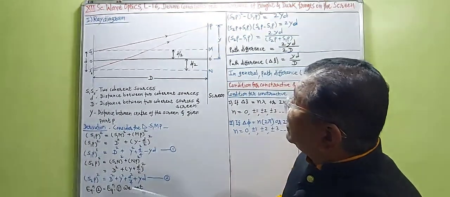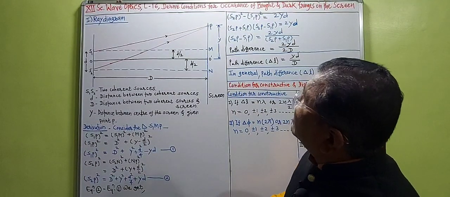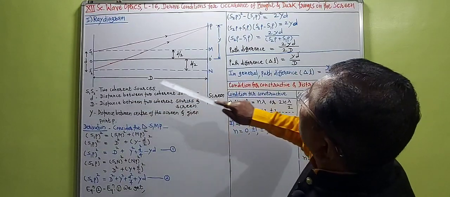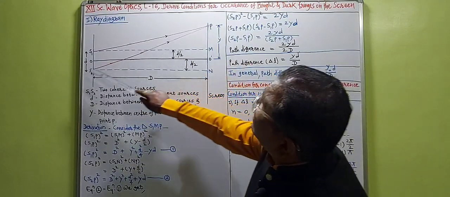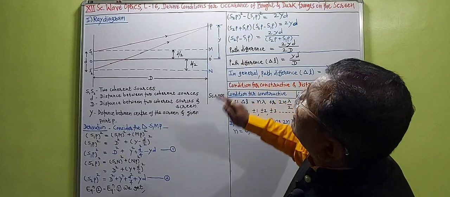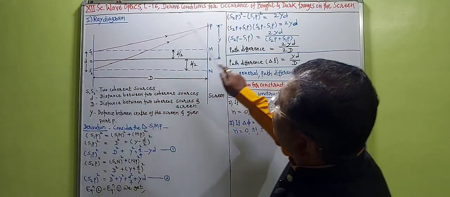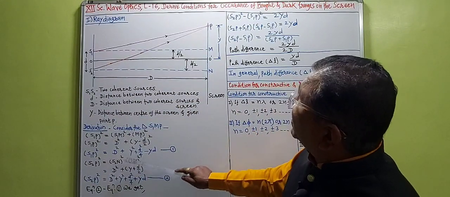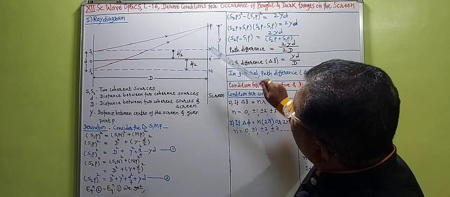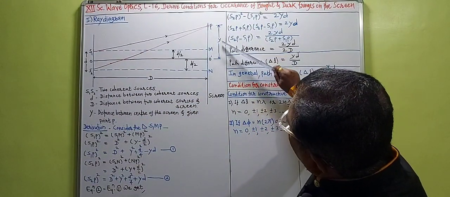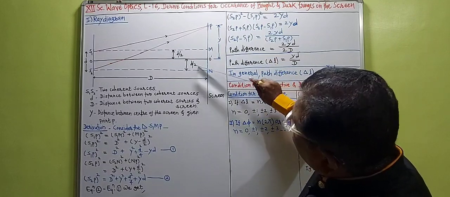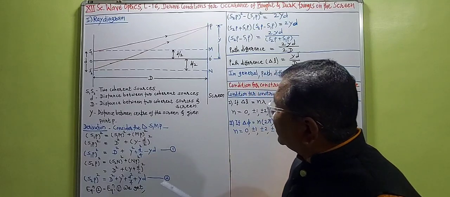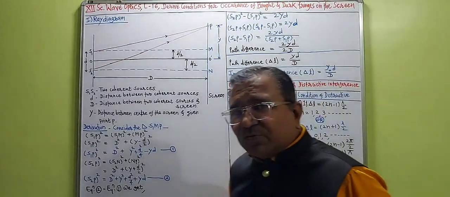Then similarly, consider the triangle S2NP. So we get S2P square is equal to S2N square plus NP square. NP, up to this it is Y, and from this to this D by 2. So we get plus here. Simplification of this, we get this equation, equation number 2.